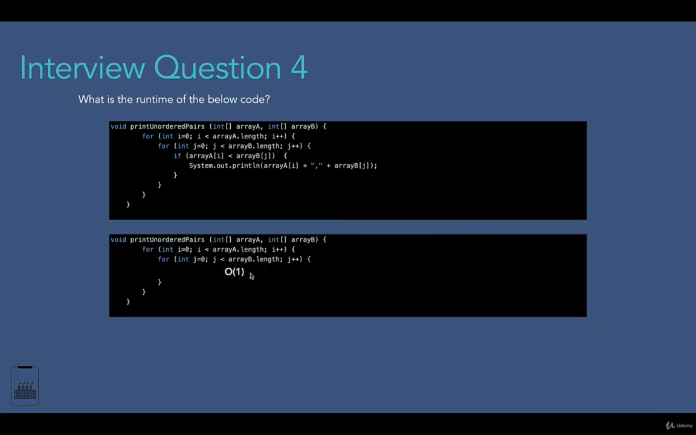I have excluded this part to write it like this. So this part takes constant time complexity. Now we need to find out the time complexity for these two loops over here. As you see, we have two nested loops.